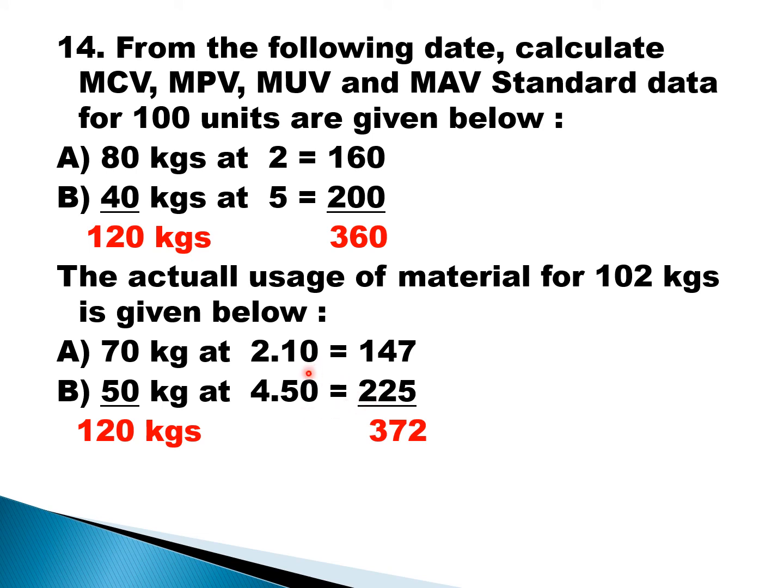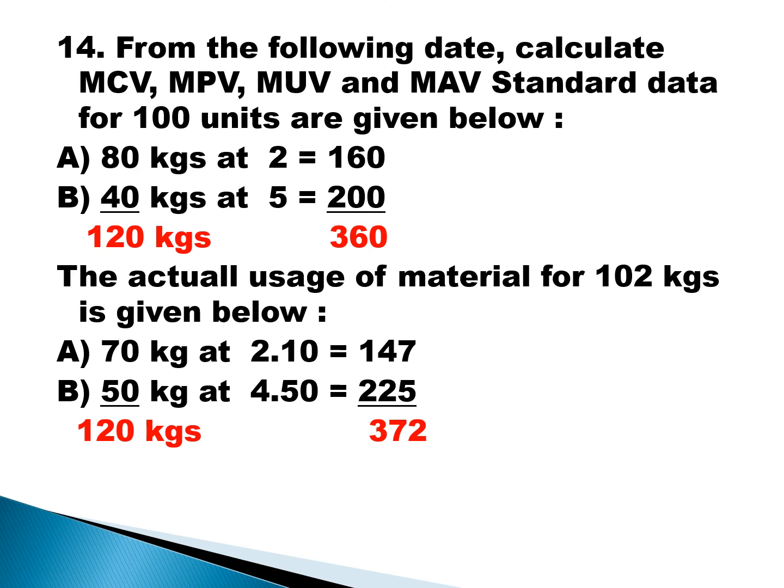So 2 rupees 10 paise is the actual price of A, 4 rupees 50 paise is the actual price of B. 70 kg is the actual quantity of A, 50 kg is the actual quantity of B. So total 120 kgs and 372 rupees. So SP 2 rupees and 5 rupees, AP 2 rupees 10 paise and 4 rupees 50 paise, AQ 70 kg, 50 kg. SQ is given only for 100 units. You need to find for 102 kgs.